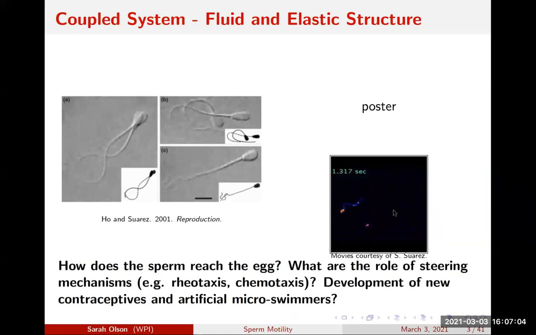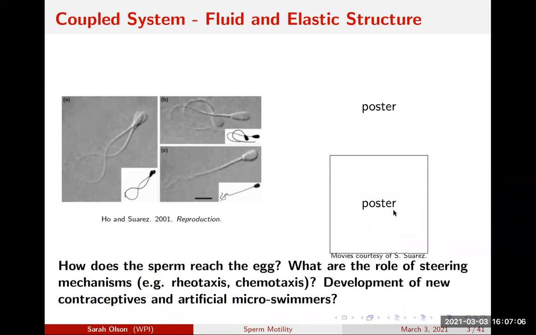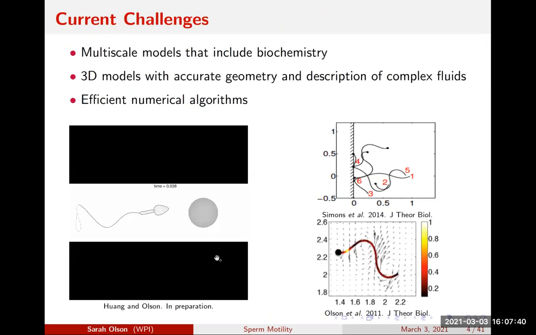So a lot of what we've been thinking about is, how do you develop good models to couple the calcium dynamics, or the relevant biochemistry? How do you get the right modeling frameworks for the beating of these tails? How do you develop good numerical methods to do this? And on the application side, how does the sperm reach the egg? Can we think about artificial microswimmers to get to certain locations and swim in a certain way in different fluid environments? We'll get back to that at the end.